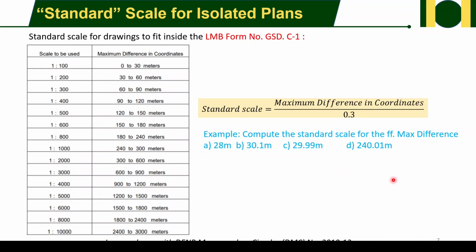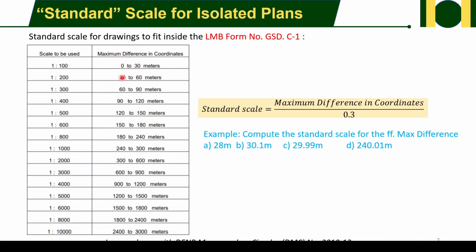To illustrate, I have this example. Compute the standard scale of the following maximum differences in coordinates. You are given the maximum differences of 28, 30.1, 29.99, and 240.01 meters. Without using the formula, the 28 is within this range, somewhere between 0 to 30. So of course the scale is 1 is to 100.